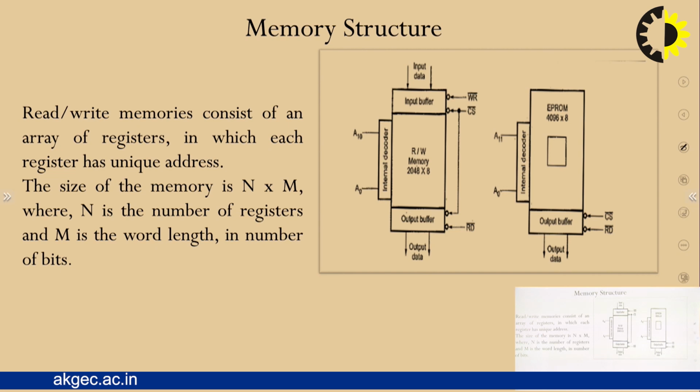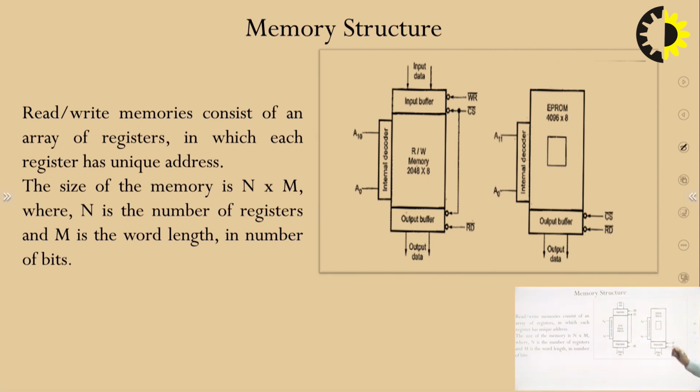Let us see the memory structure. Here in the diagram, we have shown the read-write memory, that is RAM, random access memory, and the second one is ROM, EPROM memory structure. In both these structures, we can see that the decoder section is common. The decoder is used to decode the address lines to select a particular memory location.